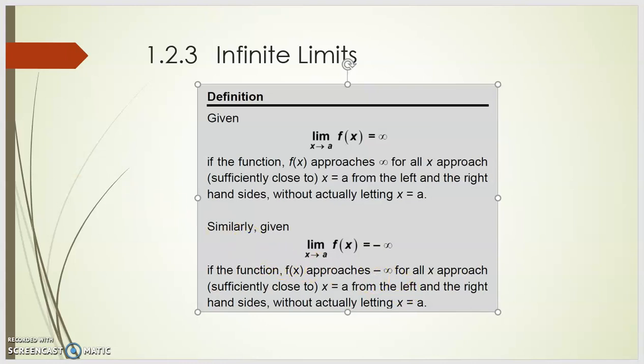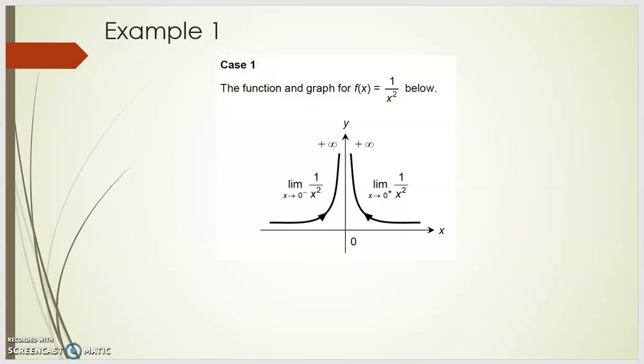Let's look at one example. In case 1, the function and graph of f(x) = 1 over x squared is as shown below. So this is the graph for 1 over x squared. You can see that in this case, x is equal to 0. Let's take the limit as x approaches 0 from the left-hand side for the function 1 over x squared. You can refer to this graph. Here is 0, and this vertical line is x = 0.